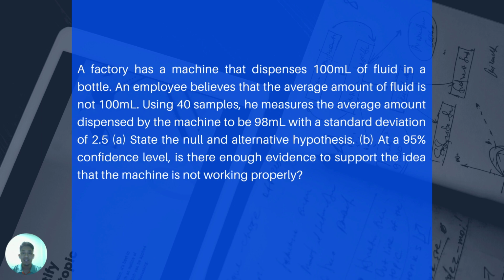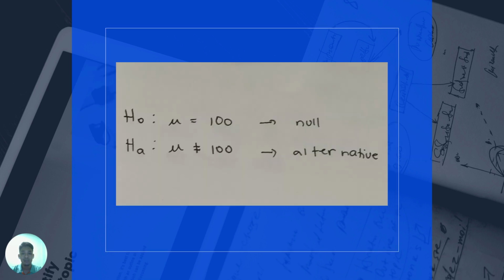A factory has a machine that dispenses 100 milliliters of fluid in a bottle. An employee believes that the average amount of fluid is not 100 milliliters. Using 40 samples, he measures that the average amount dispensed by the machine is 98 milliliters with a standard deviation of 2.5. A. State the null and alternative hypothesis. B. At a 95% confidence level, is there enough evidence to support the idea that the machine is not working properly? First, we have to state the null and alternative hypothesis.